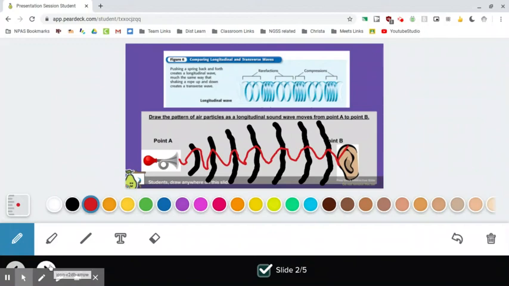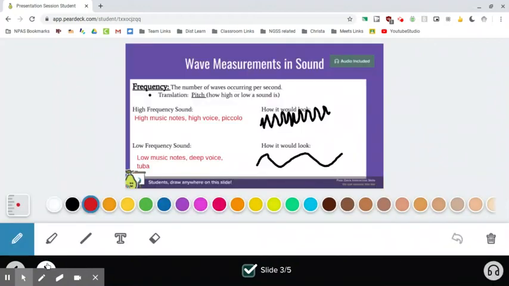If you're wondering how to draw this, you don't have to draw these waves here. I just wanted to show it to you in this video so that you knew what to do in this next slide.